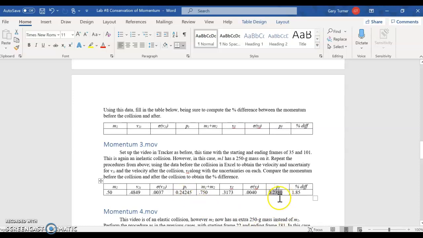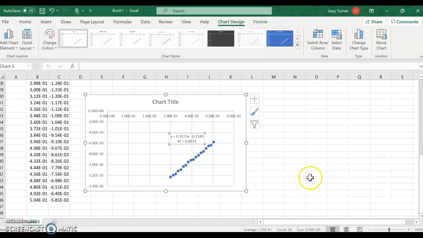0.24245 compared to 0.2380. And this is actually pretty good, right? This is actually pretty good because this is kind of like the difference between $24.25 versus $23.80. Okay, so it's really not that different. But once again, how did we get this percent difference calculation?